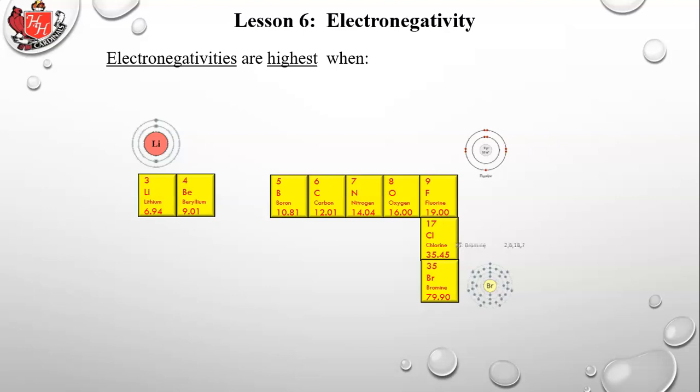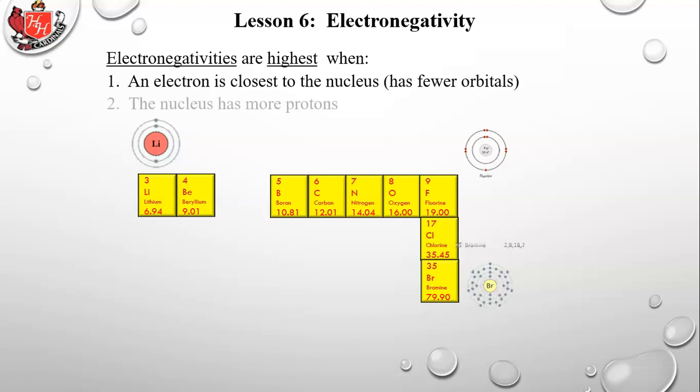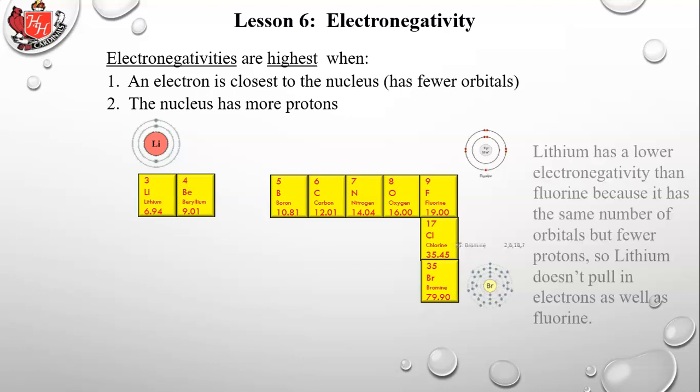So electronegativities are highest when an electron is closest to the nucleus, has fewer orbitals, and the nucleus has more protons. So it's fairly similar to the reasons for ionization energy. So lithium has a lower electronegativity than fluorine because it has the same number of orbitals but fewer protons. So lithium does not pull in electrons as well as fluorine.